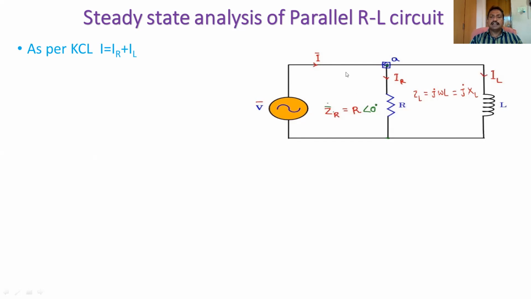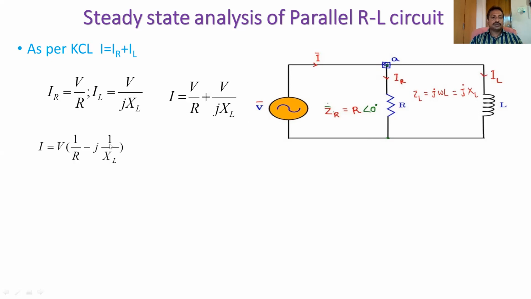As per KCL, I is equal to IR plus IL. IR is equal to V by R, IL is equal to V by jXL. Here you substitute that I is equal to V by R plus V by jXL. So take V common: V times 1 by R, and here j goes from the denominator to the numerator, so minus j into 1 by XL.